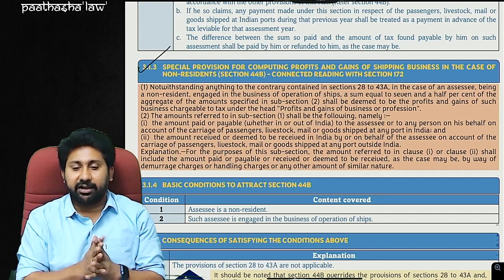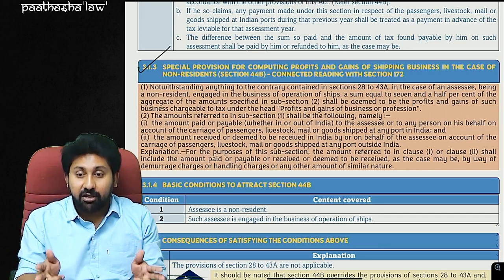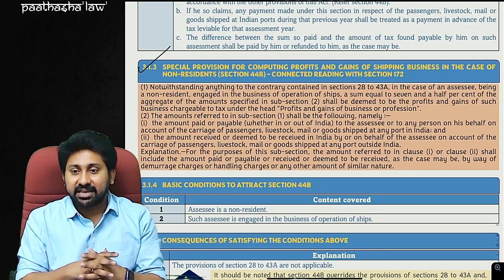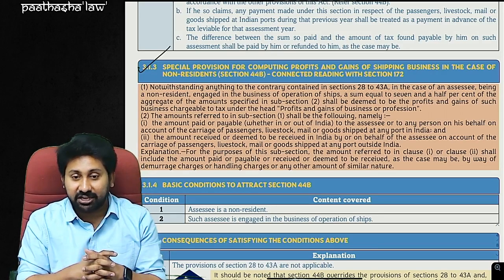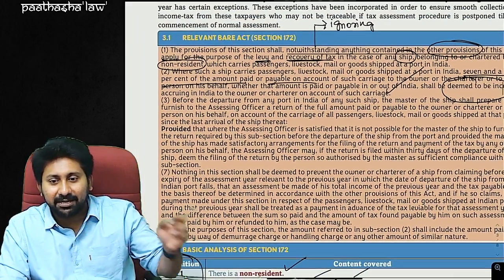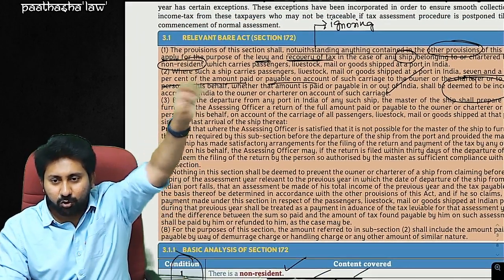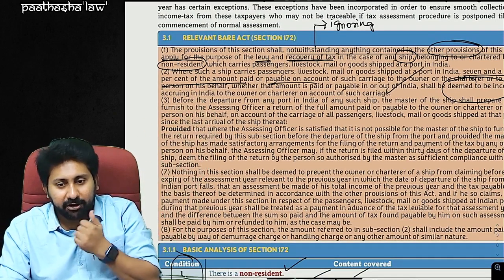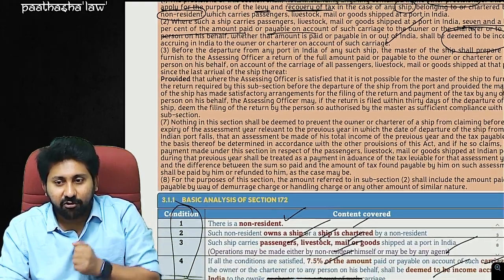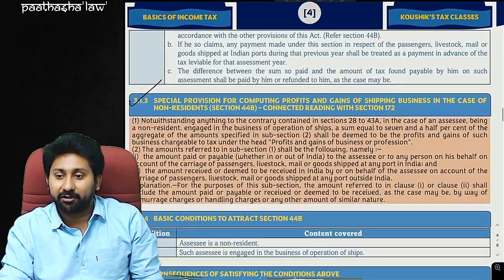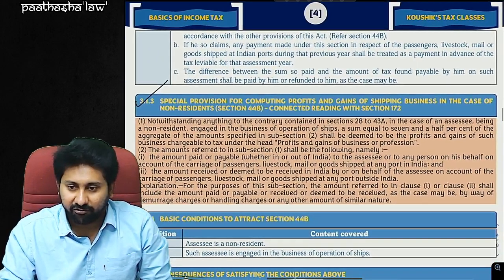See the heading: special provision for computing profits and gains of shipping business in case of non-resident. Sir, in this section, you didn't complete subsection 7. Subsections 1 and 2 are completed, 3 is only a procedure for filing the return. Subsection 7 is very important, you said you didn't cover it, sir. Then what is the situation? We will read 7 with 44B.